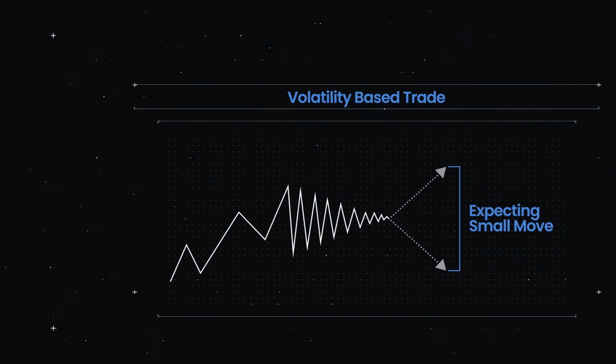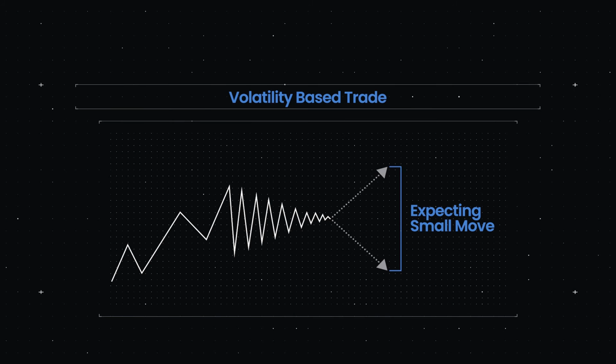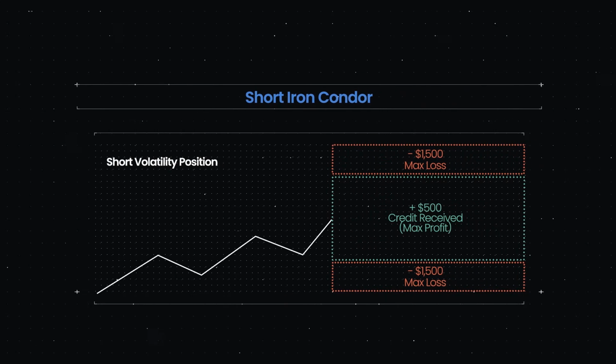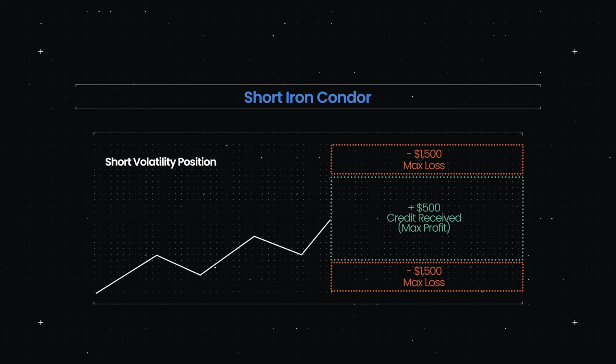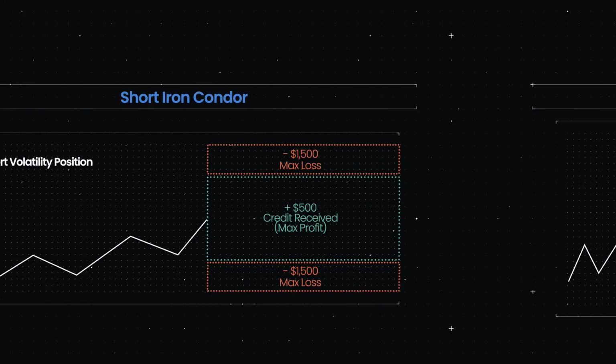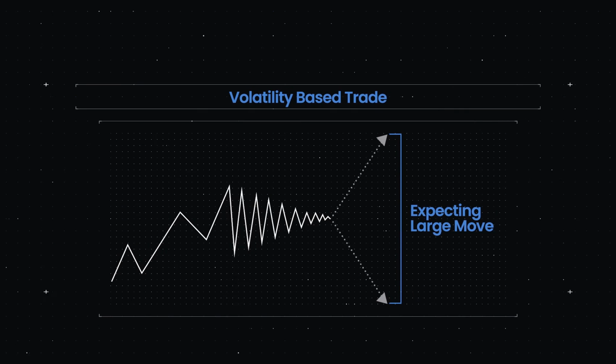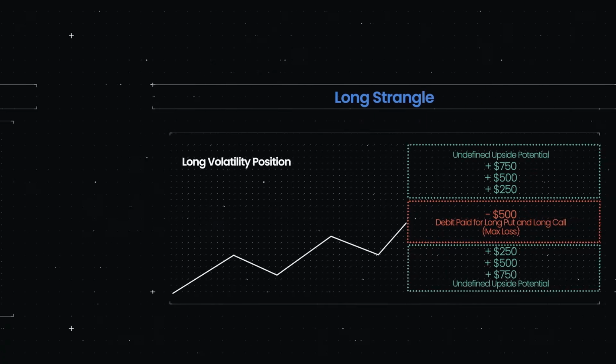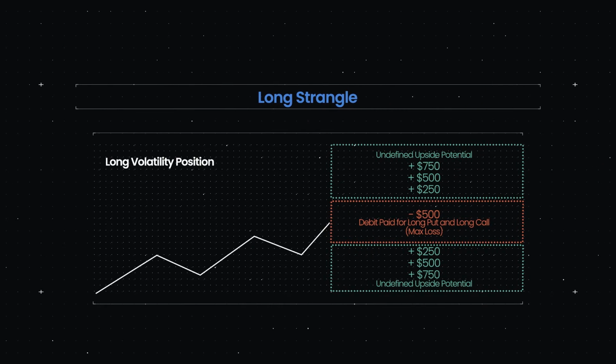With binary events, generally speaking, volatility-based positions are the most popular types of trades to make. While you may not know the direction that the event will move the underlying, you can make predictions on the size of the move and trade accordingly. If you think people are overestimating the magnitude of the event, you can enter a short volatility position, such as a short iron condor. Conversely, if you think people are underestimating the magnitude of the event, you can enter a long volatility position, such as a long strangle.